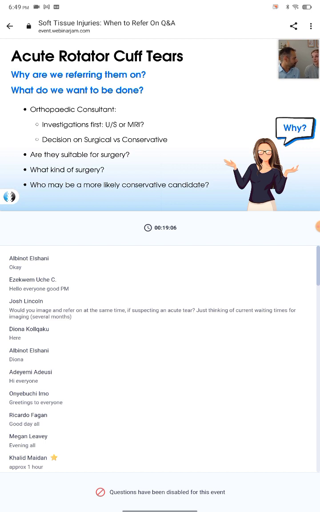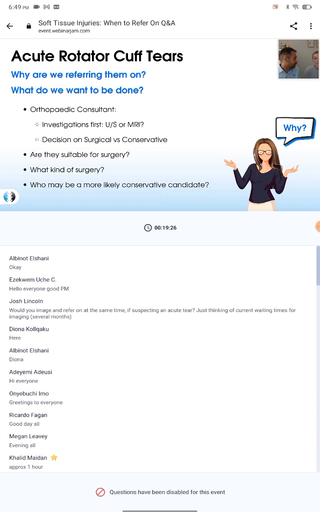We can broadly talk as physiotherapists about surgery versus non-surgery, but the nuances need to come from someone with a real specialist interest. Sure. And Josh has actually made a really excellent point, which is, would you image and refer on at the same time if you suspect an acute tear? Just thinking about current waiting times.